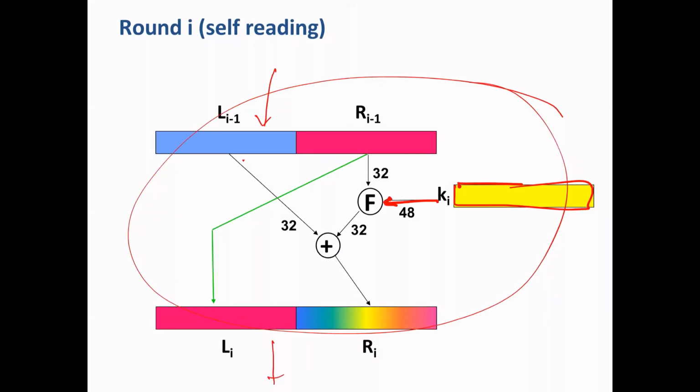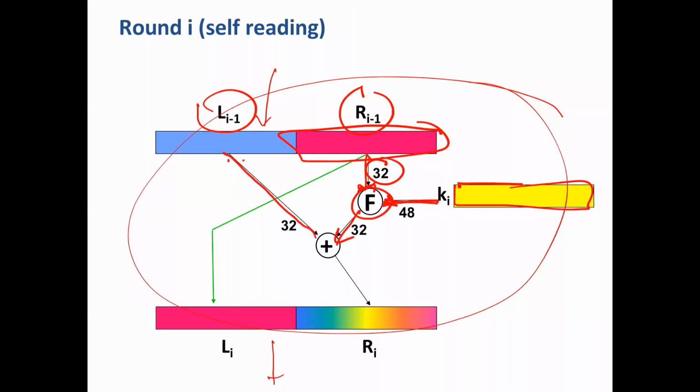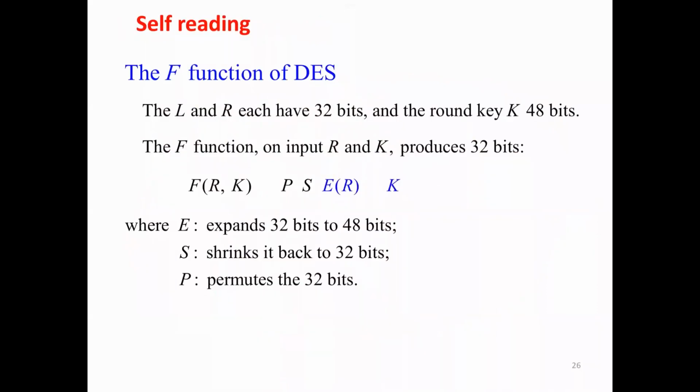So this is the left half of the block, right half of the block. Take the right half, there's 32 bits. Then use this key with some function to get 32 bits here. Take these 32 bits, do exclusive OR, and this becomes the right side of the output block, and use this right side here. So there is some way of doing it, but this is known to everyone.